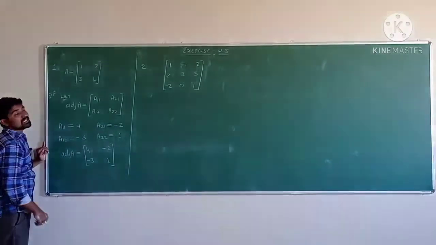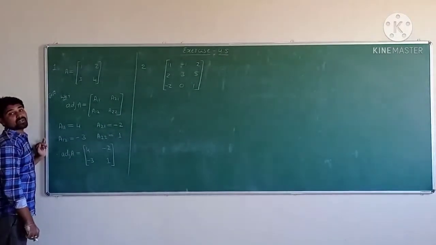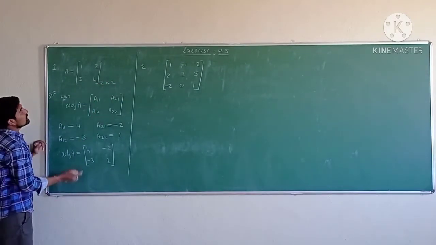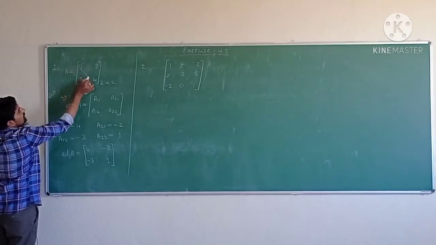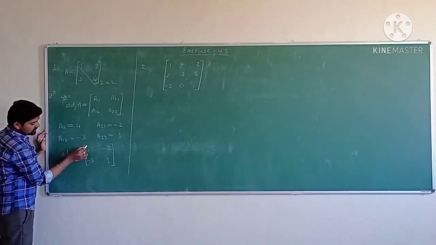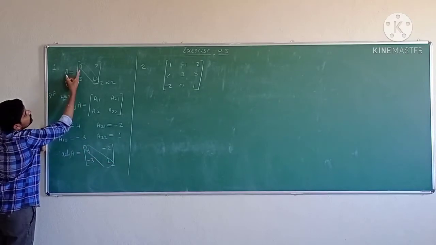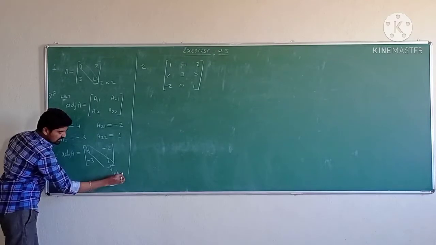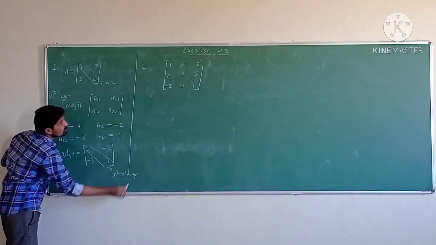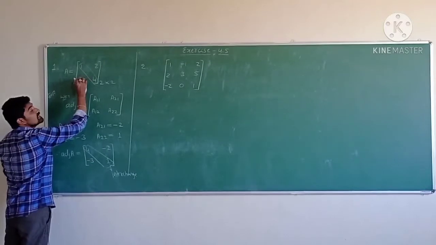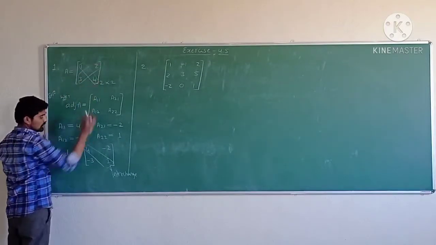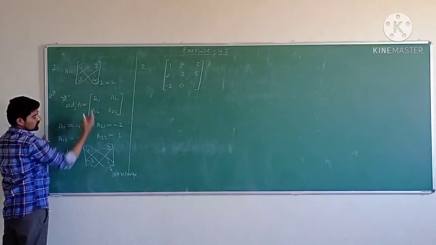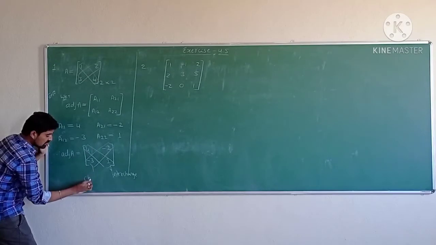Now you just observe that there is one hint to find the adjoint of matrix A whose order is 2 cross 2. The diagonal elements of the matrix A are replaced, 1 and 4 swap places, and for the other elements 3 and 2 you just change the sign.